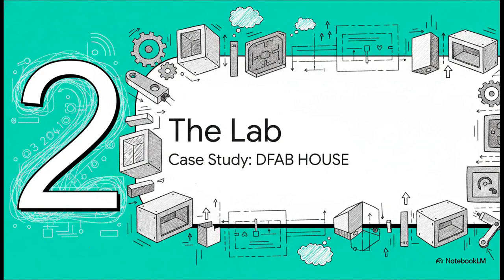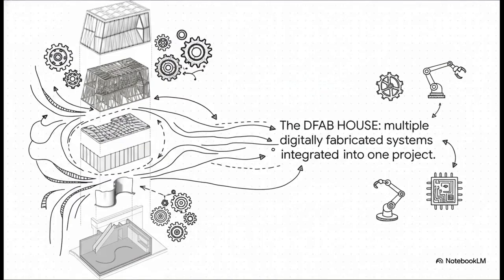So if you want to see where this is all headed, you have to look at the research labs, right? The places that are really pushing the envelope. And honestly, there's no better example out there than the DFAB house. This project is quite literally a working laboratory for the future of construction. Take a look at this. Now, this isn't some futuristic render. This is a real building that exists right now in Switzerland.